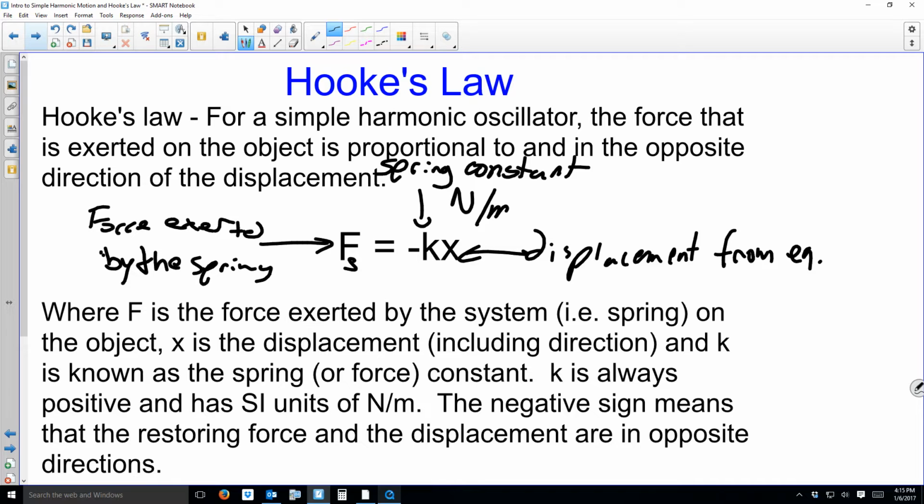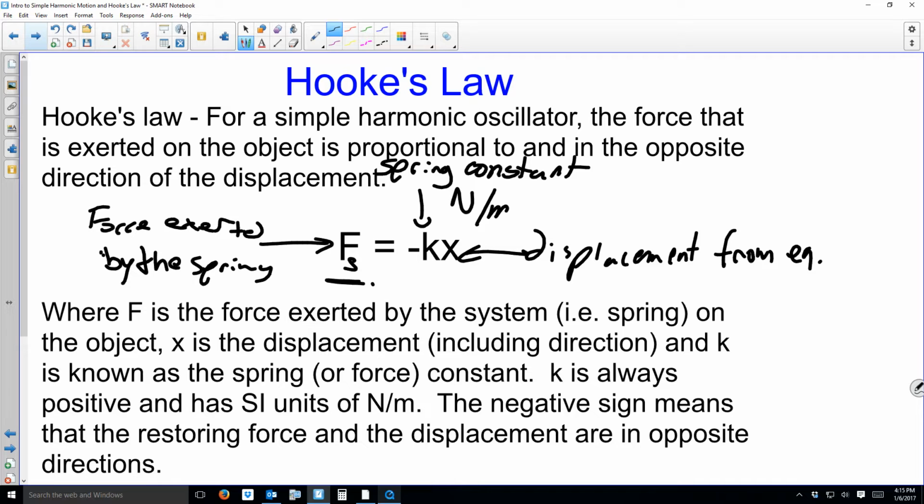Hooke's law states that the force exerted on the object is proportional to and in the opposite direction of the displacement. We talked about this briefly, but now we're putting some math to it. So this force is the force that the spring actually acts with. The force that the spring is applying to our mass, to whatever is hanging by that spring.